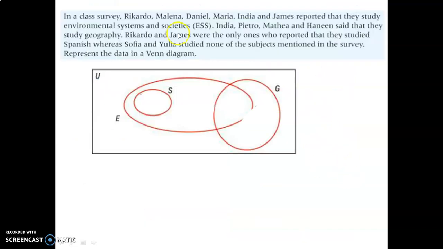Oh no, actually, let's look at this one. This one lists a bunch of students and it says they're taking different classes. So if you put the people in the right places, it looks like this. You have these people taking S, which is Spanish, and then this circle is environmental science, I think, and then you have people taking geography, and then there's a person taking both. Anyway, that's the setup of that.